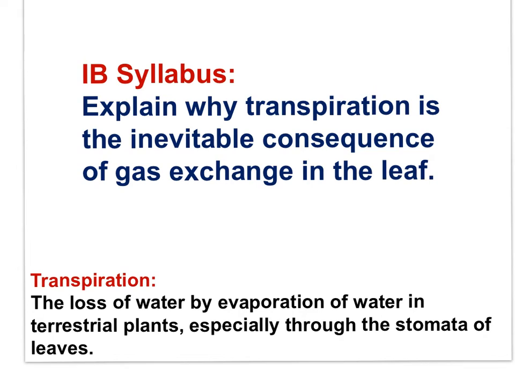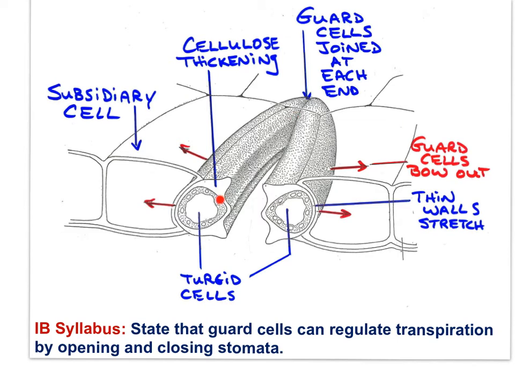Here's the next IB syllabus statement. Explain why transpiration is the inevitable consequence of gas exchange in the leaf. And here's the definition of transpiration: the loss of water by evaporation in terrestrial plants, especially through the stomata of leaves.